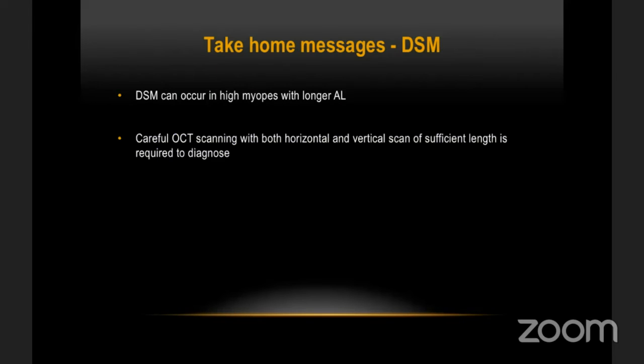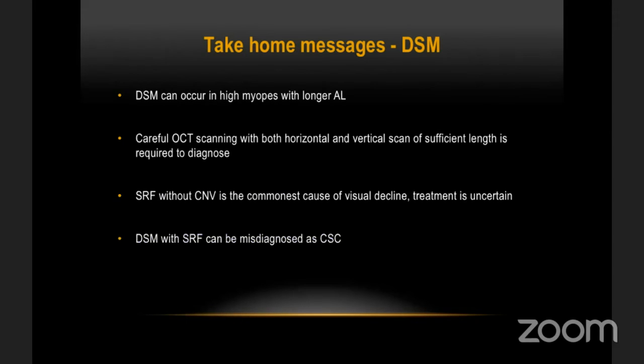So what are the take-home messages about this entity? It's pretty common in high myopes with longer AL, and you'll find it if you look for it. How do you look for it? Careful OCT scanning with a horizontal and vertical scan of sufficient length. Now, most commonly associated with SRF without CNV, which causes visual decline, and these cases can be misdiagnosed as CSC. So you must also differentiate a dome from a tilted disc syndrome when you come across one.